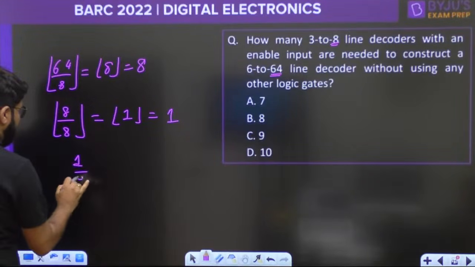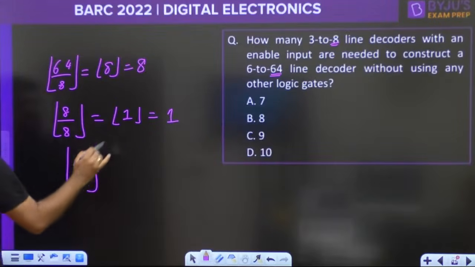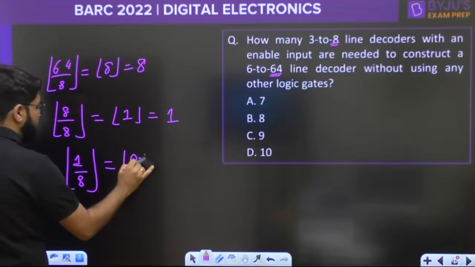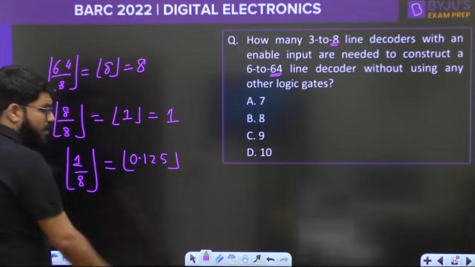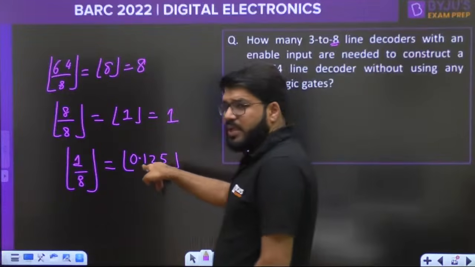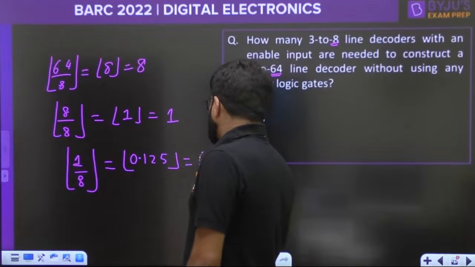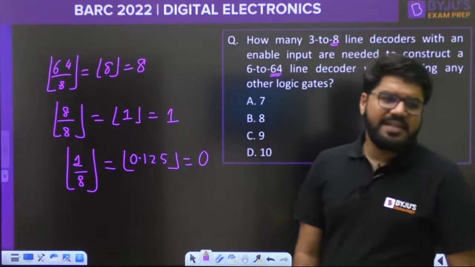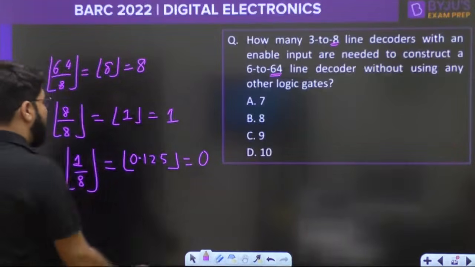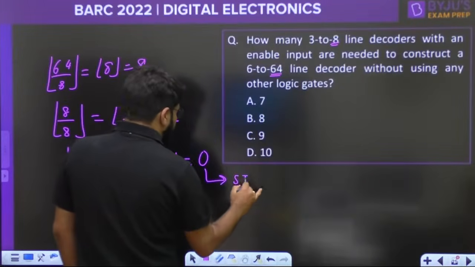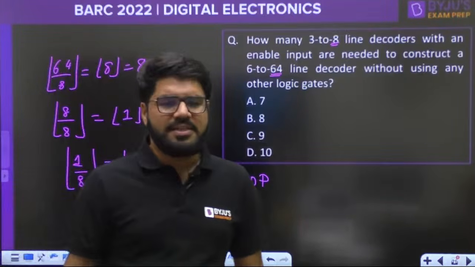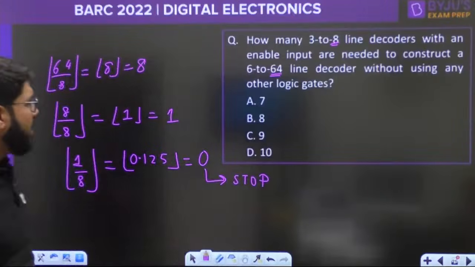Now take the 1 divided by 8. Keep on dividing by 8 until you get 0. So 1 divided by 8 is actually 0.125, and if you take the floor value, the integral part of 0.125 is 0. Greatest integer function. So that is equal to 0, and as soon as you get 0, you have to stop, because if you keep dividing 0 by 8 you are only going to get zeros.